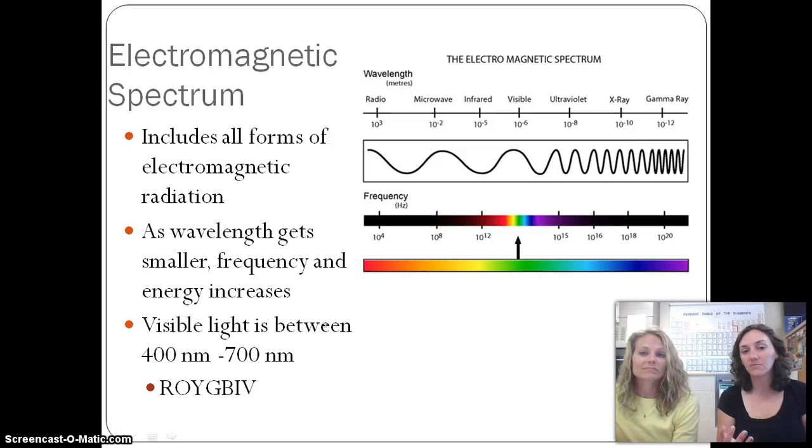UV light, that's responsible for a lot of sunburns and skin cancers. X-rays, they travel through skin, but not through bone. And gamma rays can actually travel through everything, so they have the most amount of energy here.